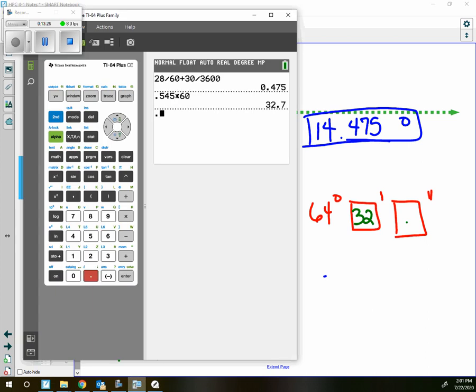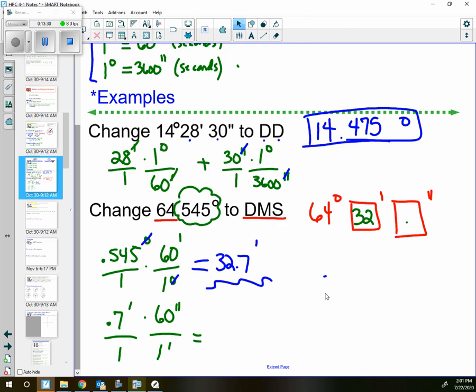So we're taking our 0.7 times 60, and that's going to be 42 seconds. So that would be equal to 42 seconds. And again, notice the minutes would divide out, so we're leaving our units with seconds. So that's going to leave me with 42. Now this one ended up with a whole number of seconds.